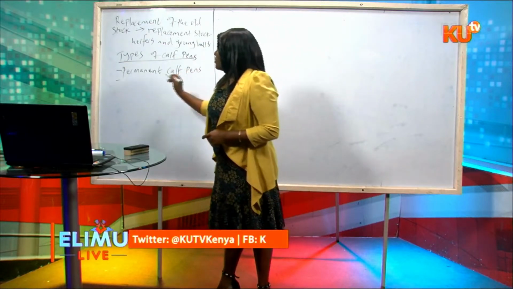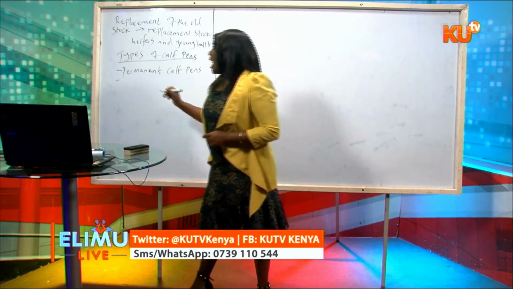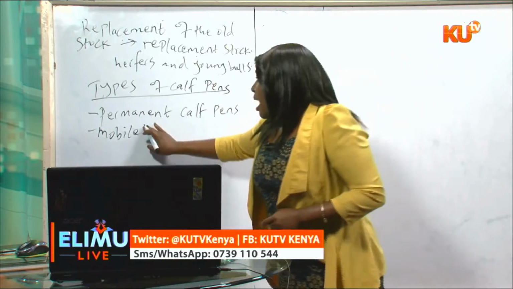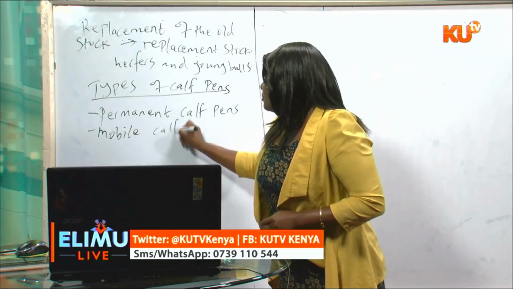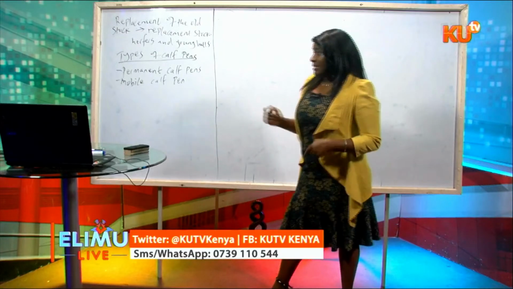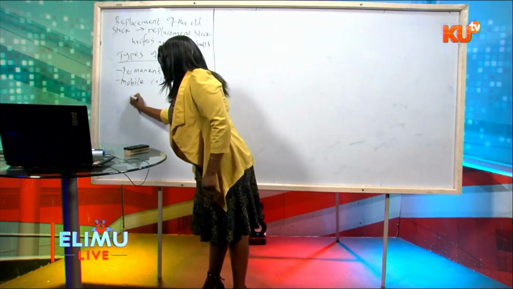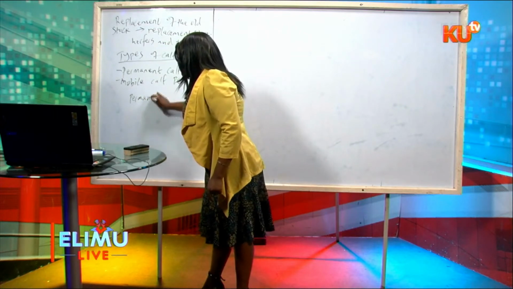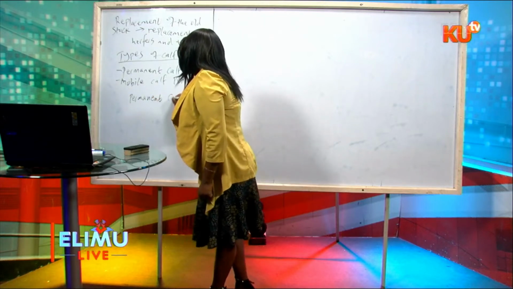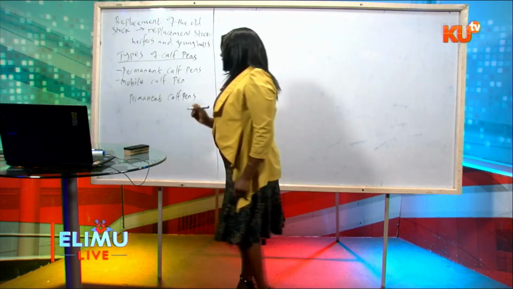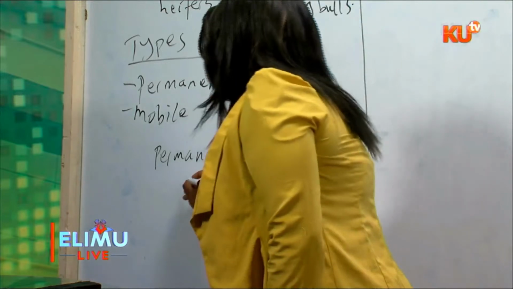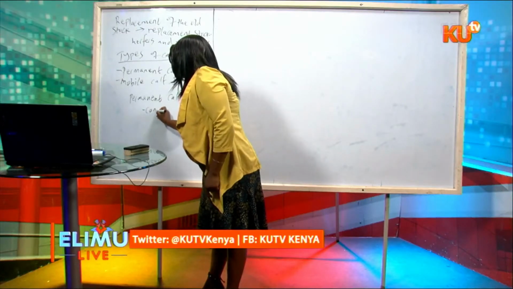So we are saying we have two types of calf pens, the permanent one, and we have the mobile one. So you can construct a mobile calf pen or a permanent calf pen. Now, under the permanent calf pens, again, we have two categories. And the first category is the one that involves concrete, or rather it has concrete floors.